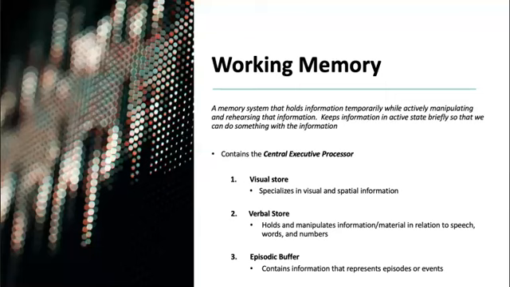And all of these three subsystems of the working memory serve as storage and rehearsal systems. So all of these are working together to store and rehearse information, right? So that again, it can be transferred to the long-term memory. It's keeping that information in an active state so you can actually do something with it.